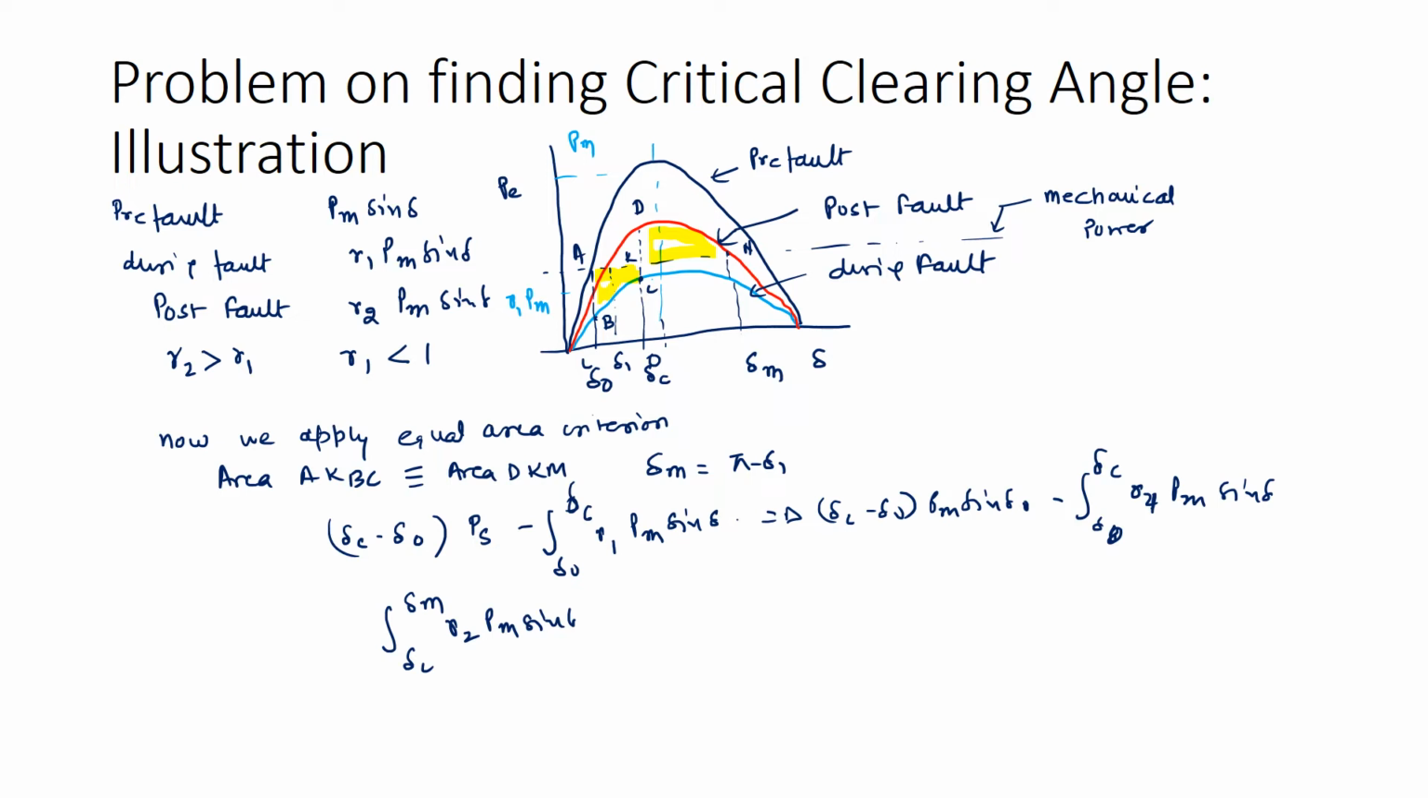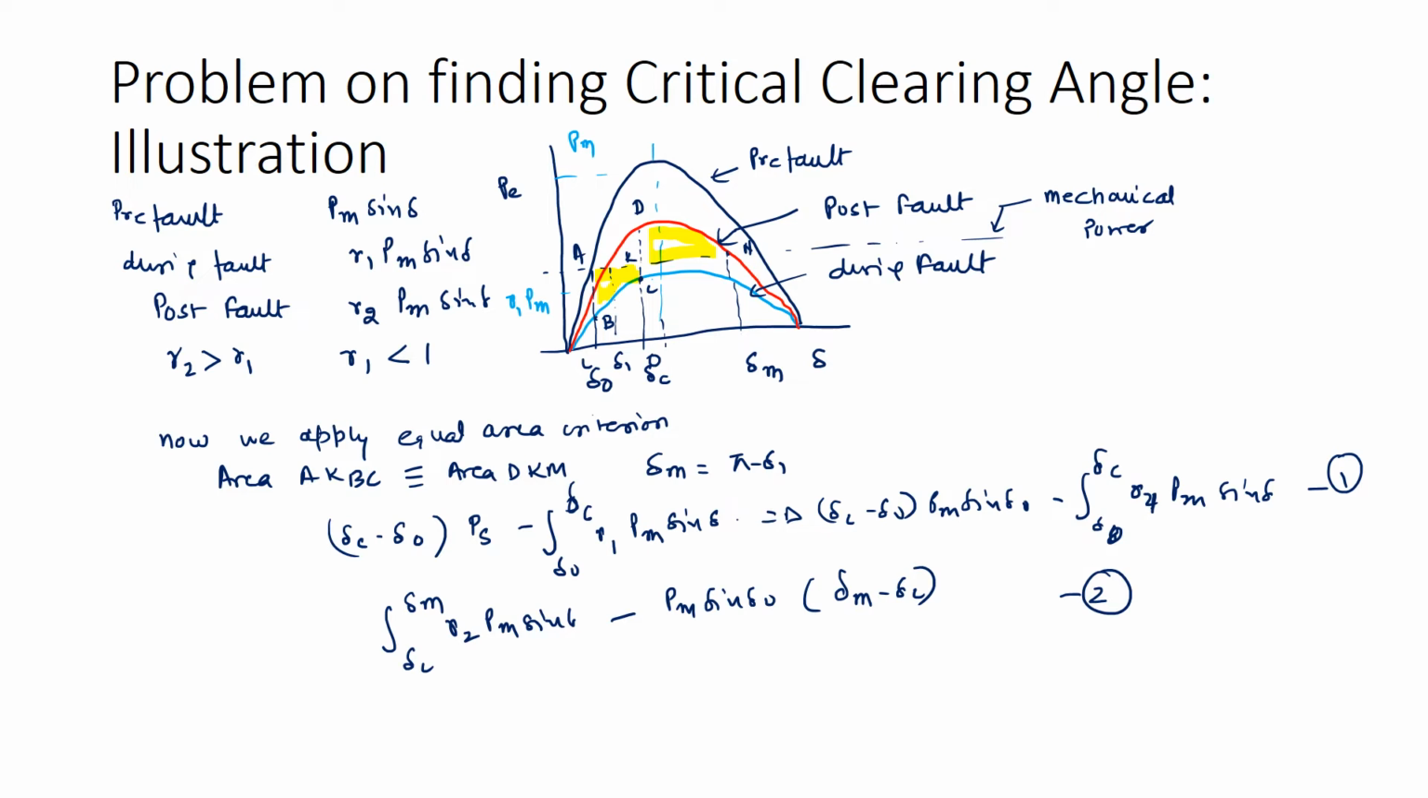Now, we calculate this. So, this is R2 PM sine delta, from delta m to delta C, minus this, which is equal to PM sine delta naught. This is multiplied with delta m minus delta C. So, this is expression 1 and this is expression 2.